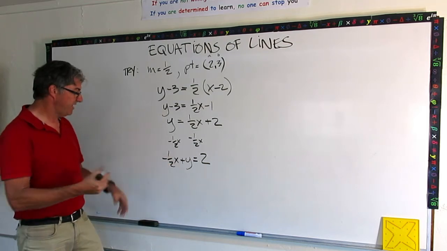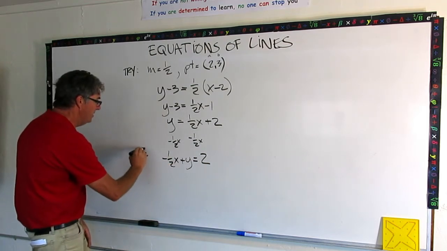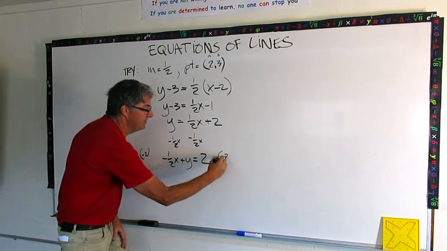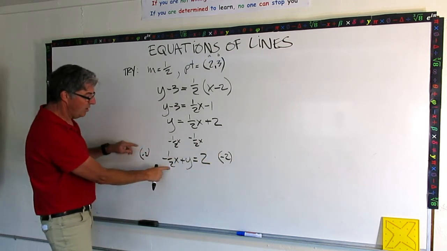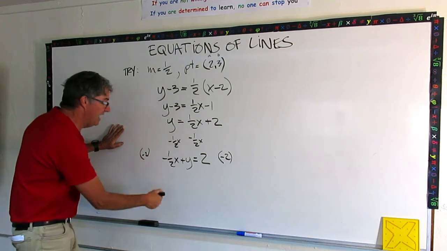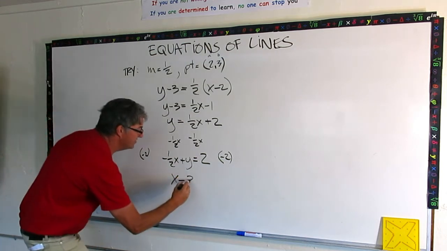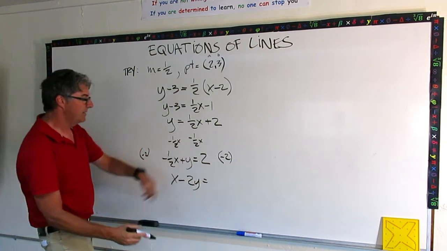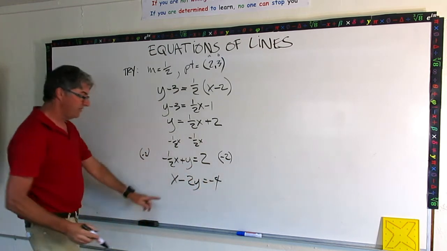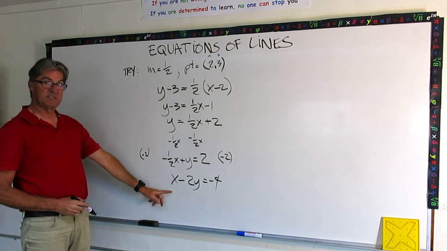Okay? So to fix that, I'm going to multiply the whole equation by minus 2 on both sides. So minus 2 times negative 1/2 is just going to give me x. Now minus 2 times y is minus 2y, and minus 2 times 2 is minus 4. And so there's our general form equation for this line.